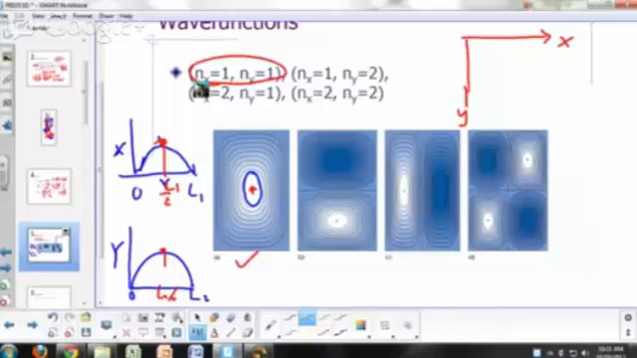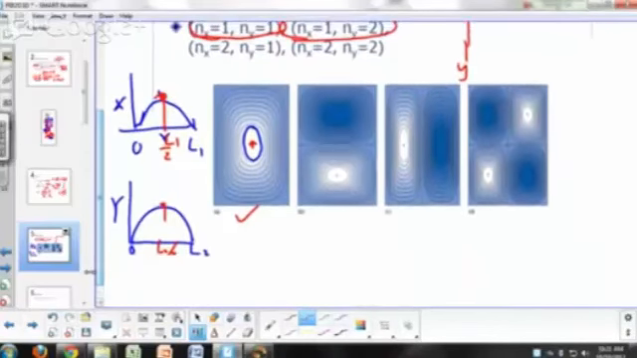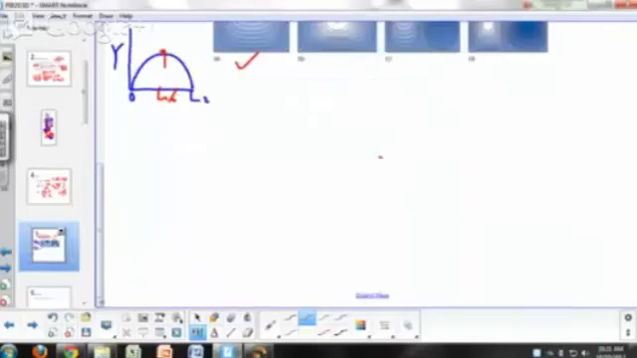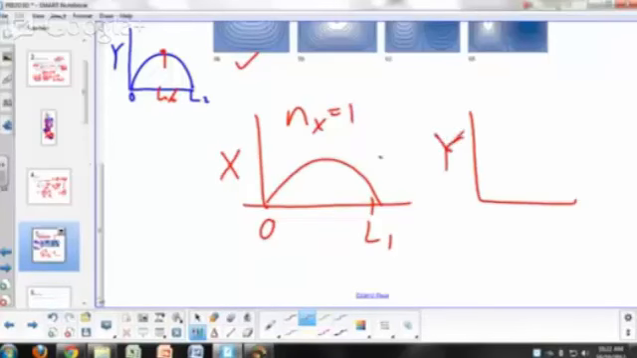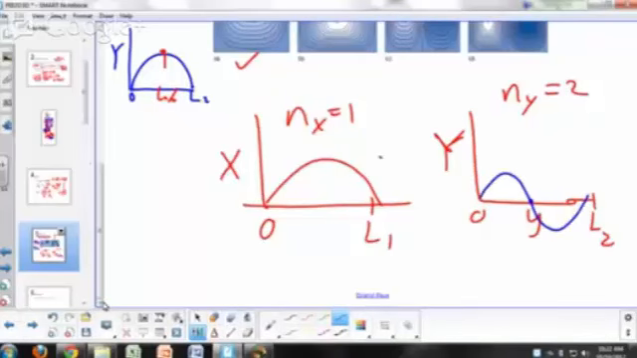What if n sub x equals 1 and n sub y equals 2? What would the plot look like? Well, let's see. n sub x equals 1, from 0 to L1, is going to look like that, right? And then the function y versus y from 0 to L2. If n sub y equals 2, how many nodes do you have there? 1 node. Remember, you have 1 full sine wave there. So what would happen if you multiply this x and that y together? What would you get?